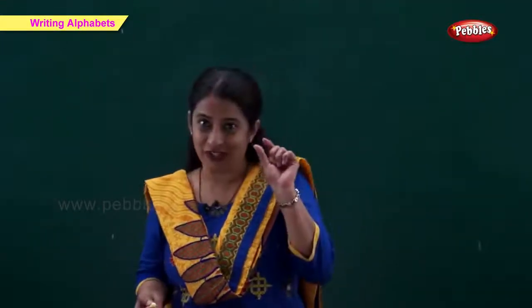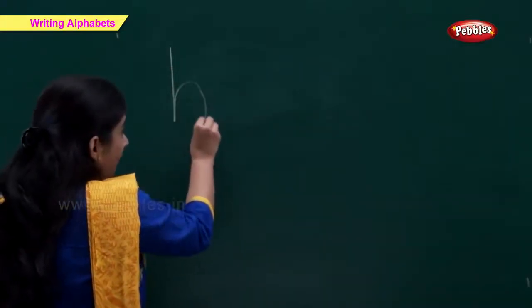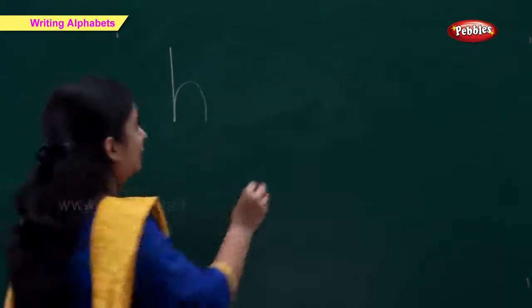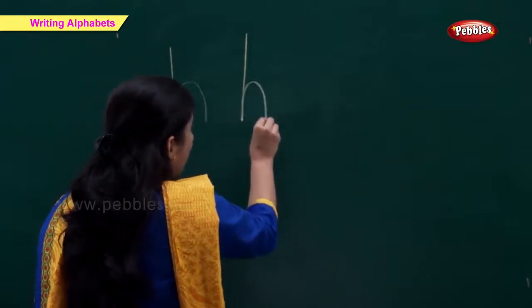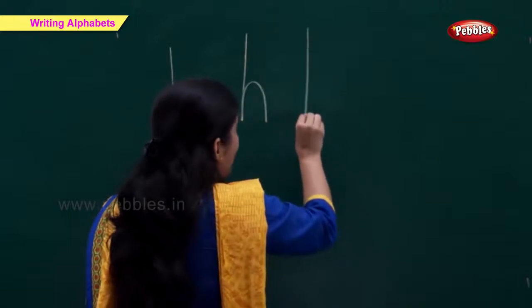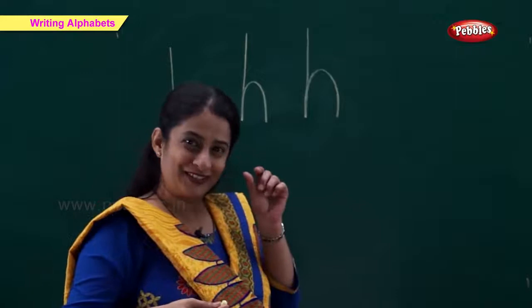Now let's write H. Small h. A standing line joining by a curve makes H. Again, a standing line joining by a curve makes small h.